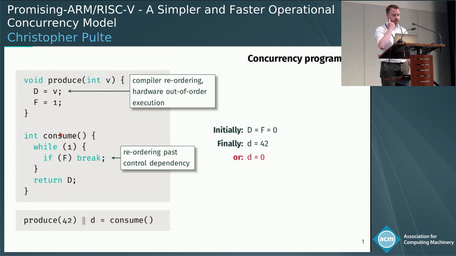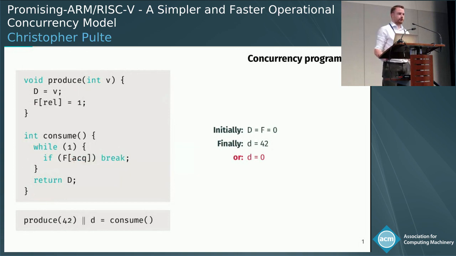The second explanation is the consumer thread. There's this control flow dependency from reading the flag set to 1 to breaking out of the loop and reading D. But the hardware might do speculative execution and effectively execute this load of D before the load of F, and again cause the consumer to return D equals 0. So it's up to the programmer to understand the ordering requirements of this program and maybe put in some explicit ordering, here maybe in the form of release-acquire annotations, to prevent this sort of bad behavior.